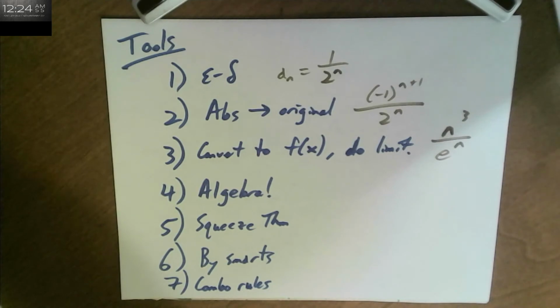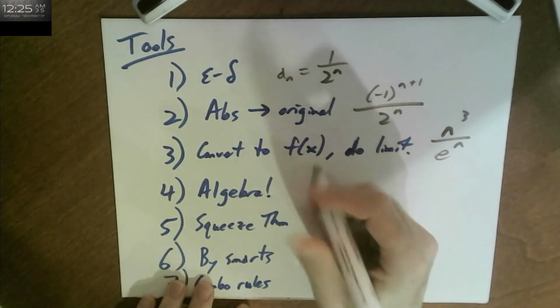Why not? Sequences are discrete. We cannot do a derivative of a discrete object. That doesn't make sense. But if we convert this and talk about x cubed over e to the x, a function based on a continuous variable that agrees at all the natural numbers, then we're good, right? Then we could use L'Hopital's rule on the f of x function.